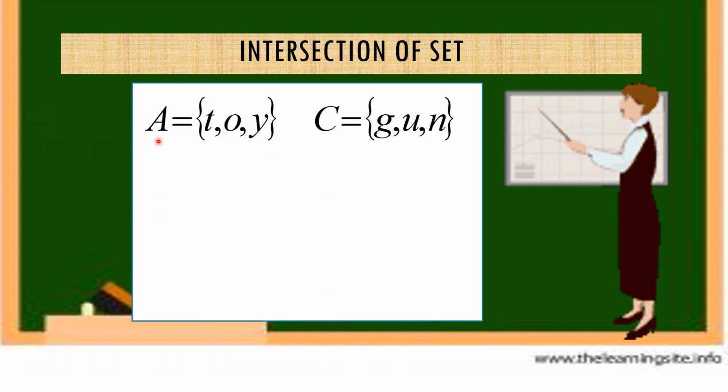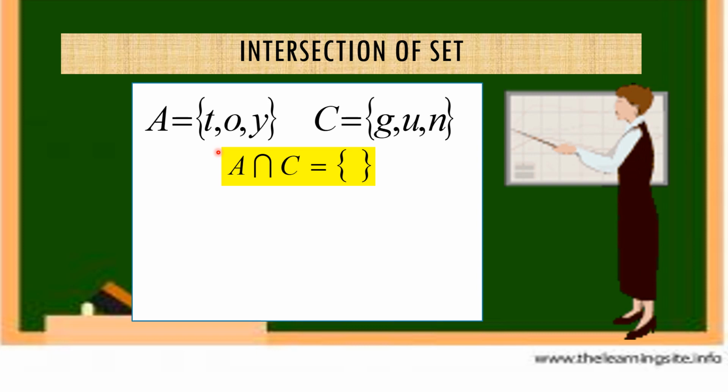We have set A, a set whose elements are T, O, and Y. Set C is a set whose elements are G, U, and M. What are the elements common to set A and set C? Is there a common element for set A and set C? There is no common element. Therefore, the answer is an empty set or a null set.